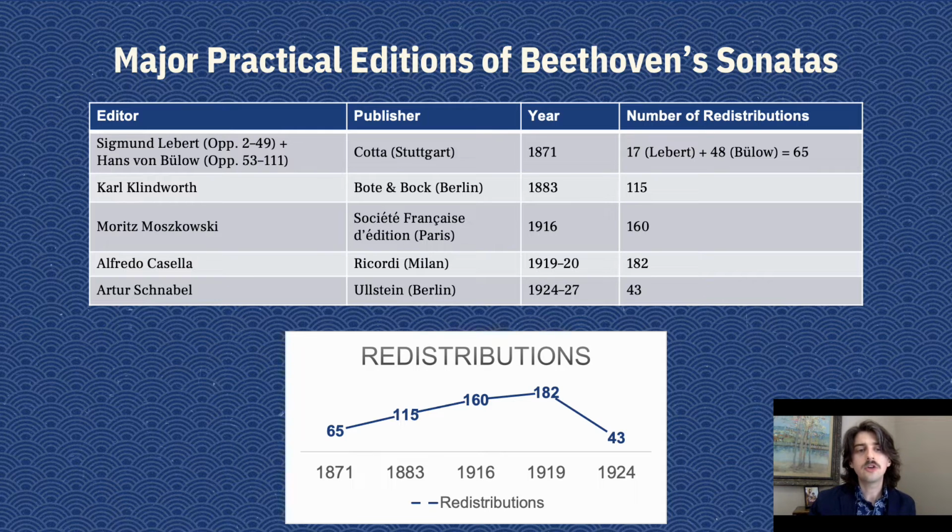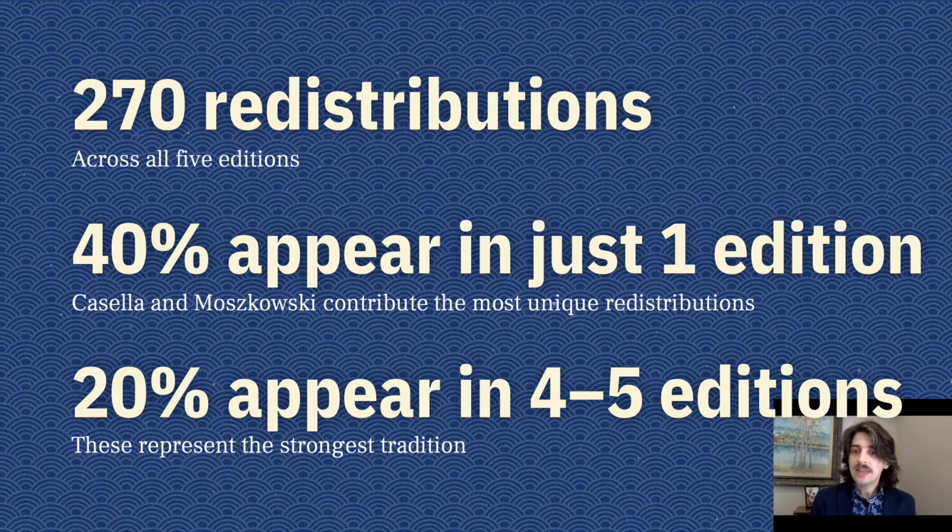You can see here they range from 1871 to the 1920s, and this graph shows how the number of redistributions just continued to climb, but then there was a sharp decline with Arthur Schnabel's edition, although he still has quite a few. Taken together, these 5 editions present over 270 redistributions across Beethoven's 32 sonatas. About 40% of these are unique to just one edition, but 50 examples, nearly 20% of the total, appear in 4 or 5 editions, representing a strong consensus in the tradition.